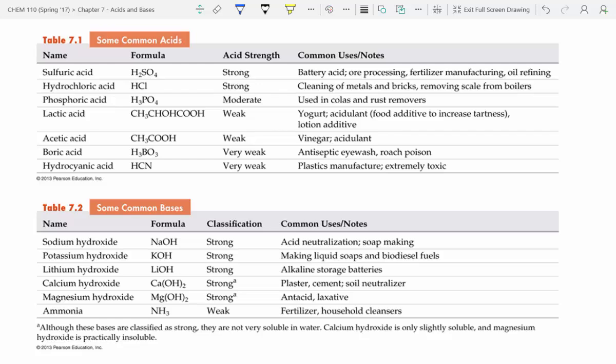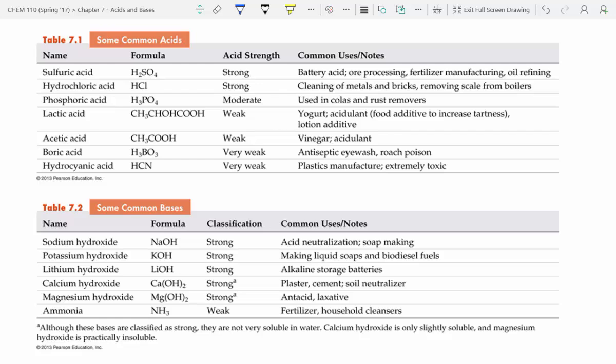The next one is hydrocyanic acid. This is super duper nasty stuff. It'll kill you if you ingest it. If you've ever watched the old spy shows where they have the pill and then they bite down on it and commit suicide, that was a cyanide derivative. It's very bad for you.